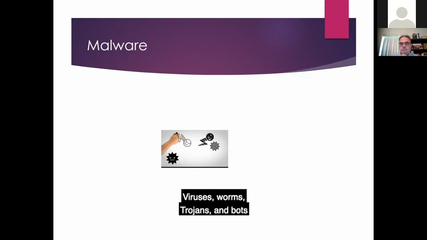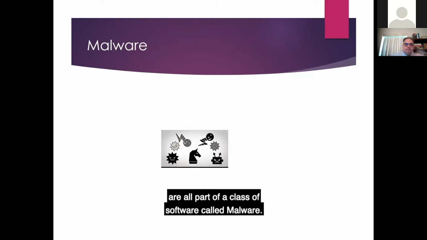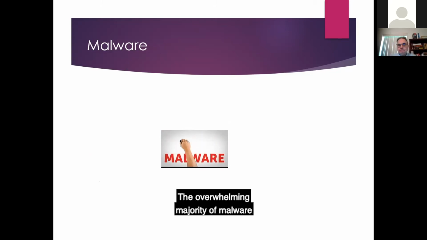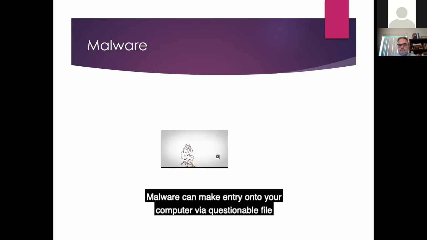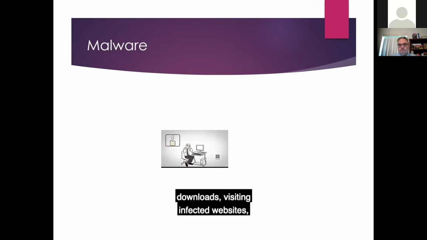Viruses, worms, Trojans, and bots are all part of a class of software called malware. The overwhelming majority of malware is created to make money illegally, often by stealing sensitive and confidential information from victims' computers and mobile devices. Malware can also be used for cyber vandalism, cyber espionage, hacktivism, cyber warfare, and various other reasons. Malware can make entry onto your computer via questionable file downloads, visiting infected websites, or through email containing a seemingly benign link or attachment.